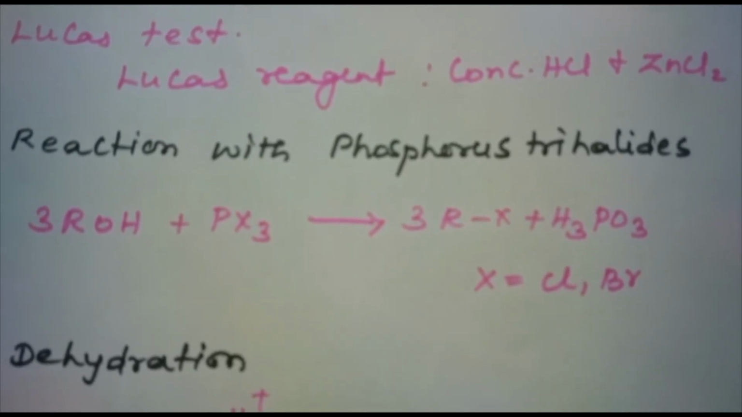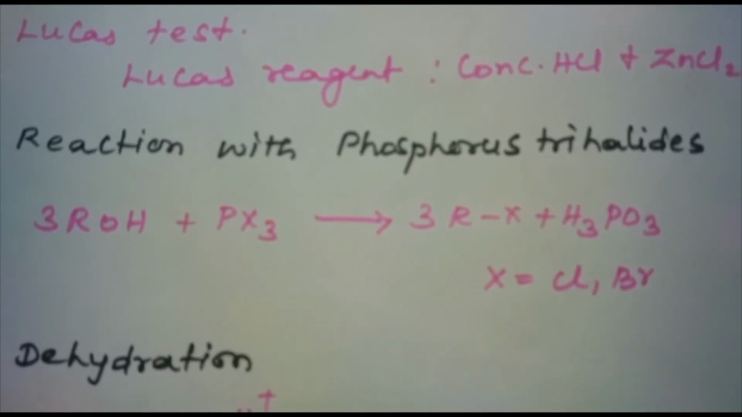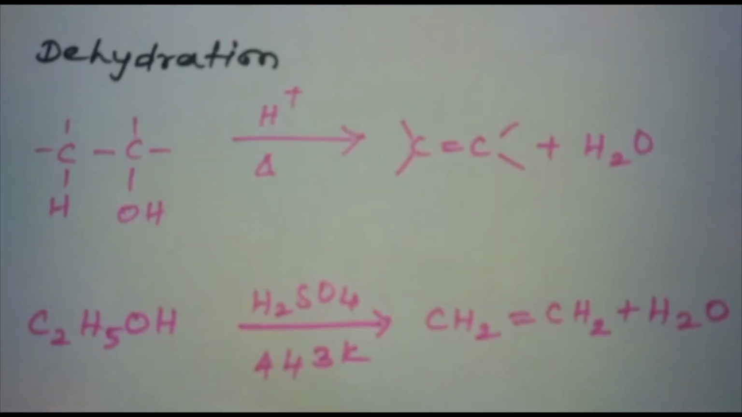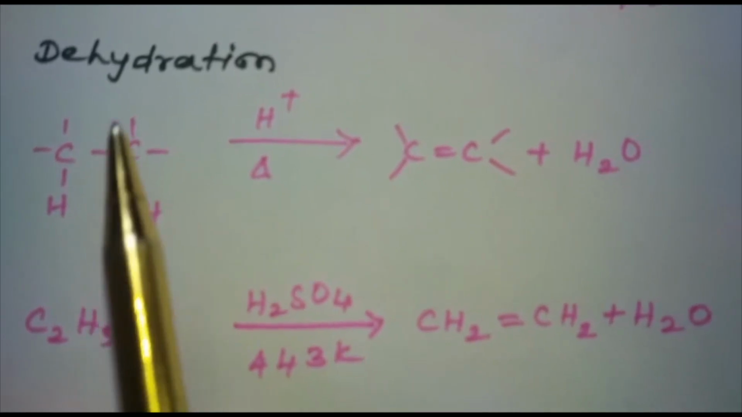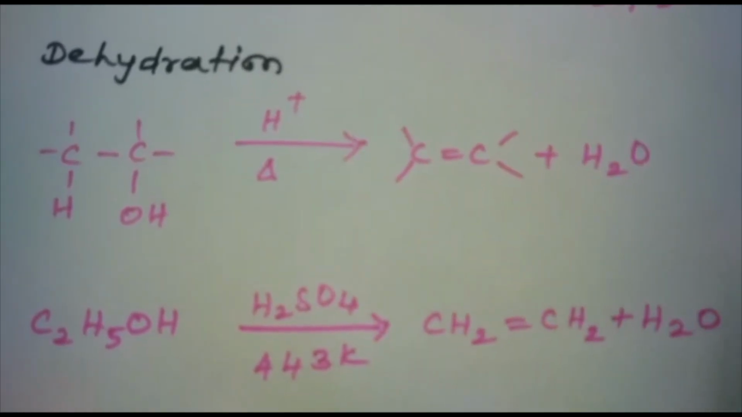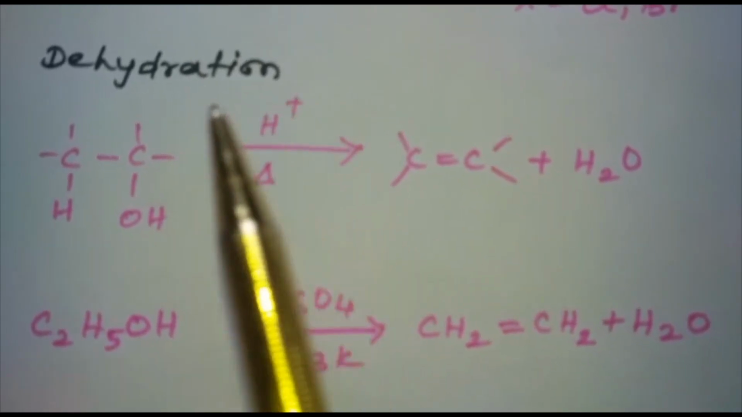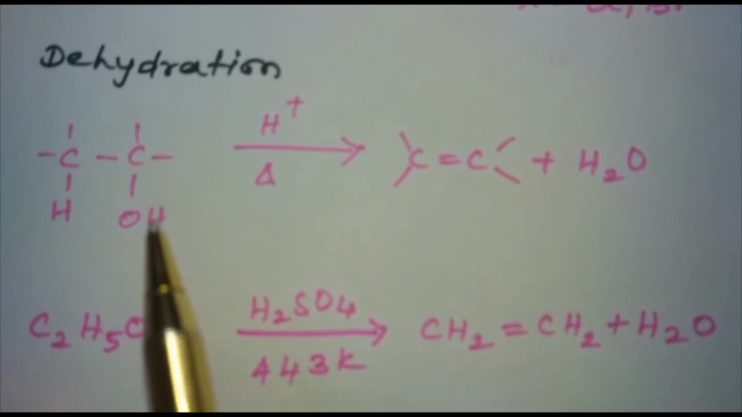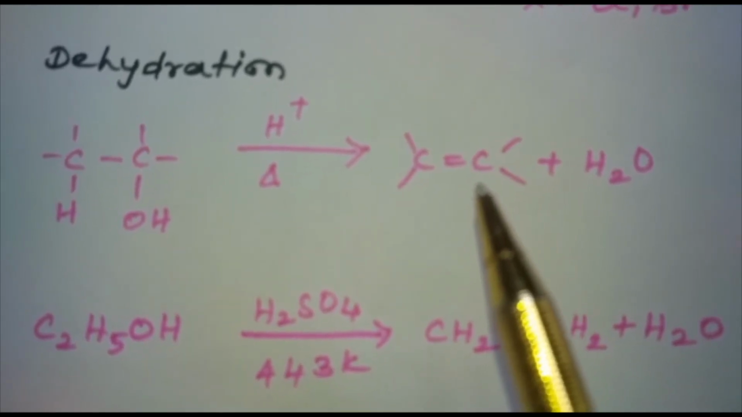Next one is the dehydration reaction. What happens in the dehydration reaction? Dehydration means removal of water. From where are we going to remove the water? From alcohol. Alcohol will lose a water molecule to become alkene.